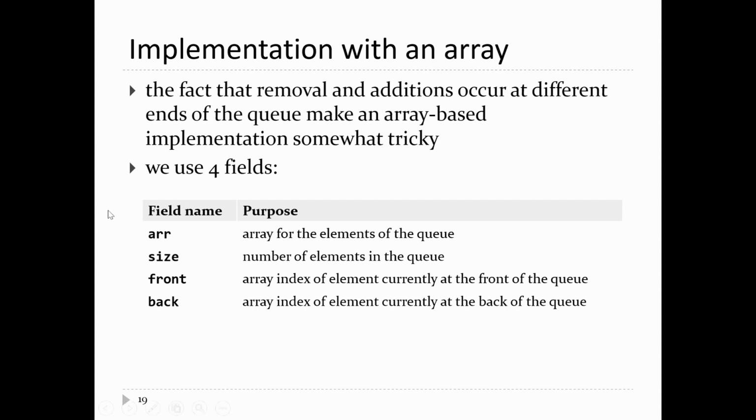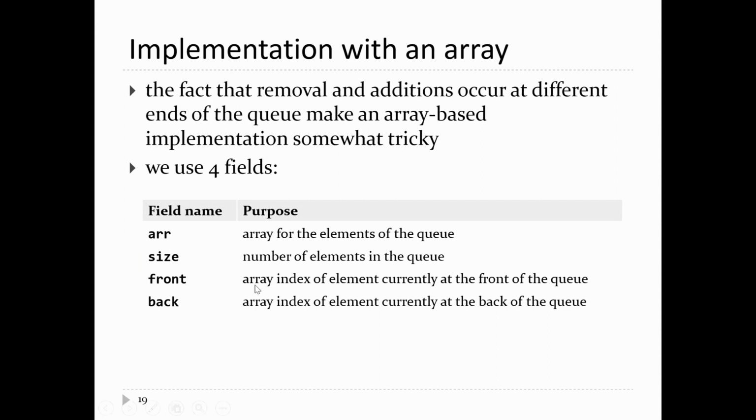So the queue implementation is a little bit more sophisticated than the stack implementation. Now remember, in a queue, things happen at both ends of the queue. In the stack, things only happen at the top. So in our stack implementation, we had a field that represented the top of the stack. In a queue, we need fields that represent the front and back of the queue. We need an array to hold the elements of the queue. We need to keep track of the size, the number of elements in the queue.